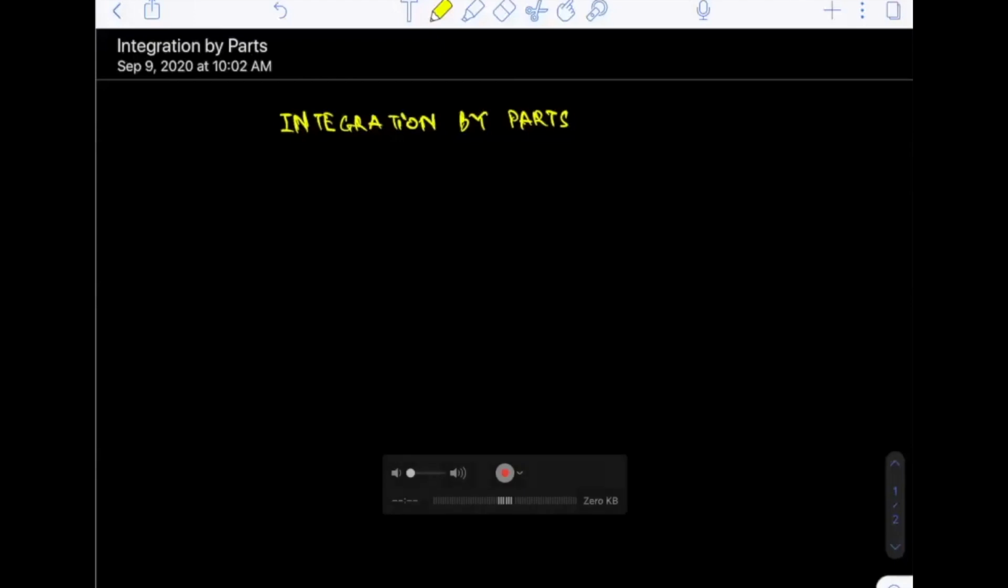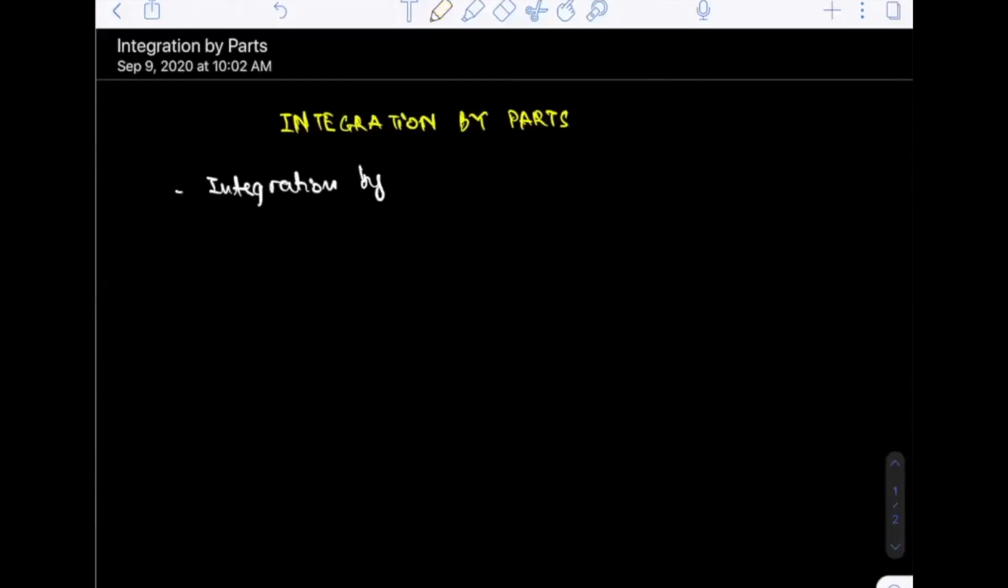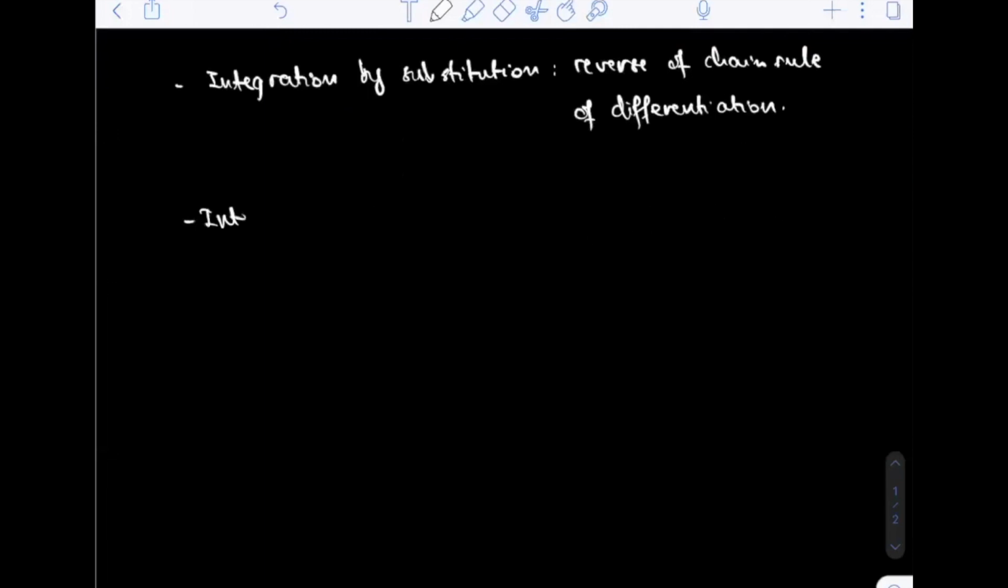Right, so integration by parts. You know about integration by substitution, that's the reverse of the chain rule of differentiation. Integration by parts is the reverse of the product rule of differentiation.